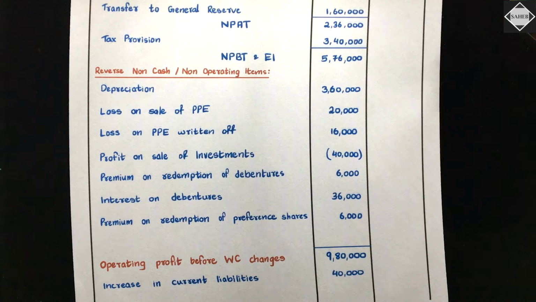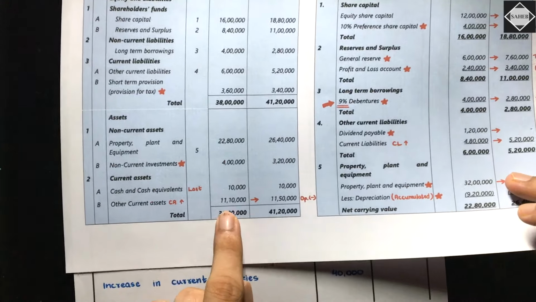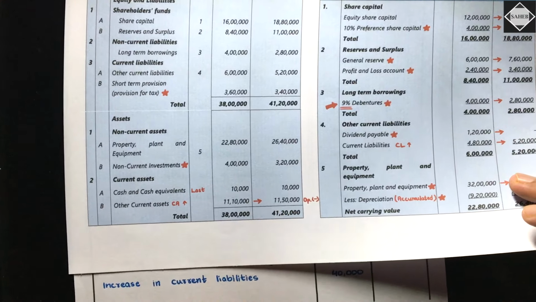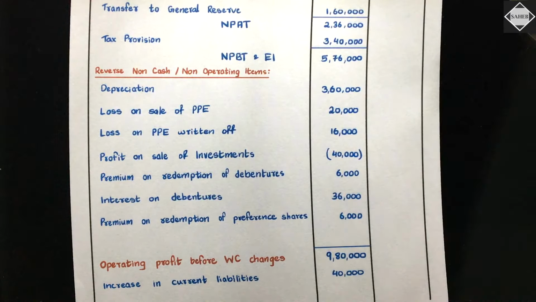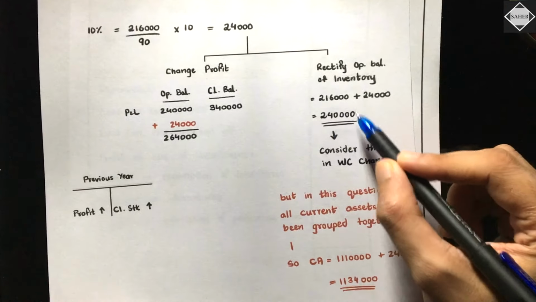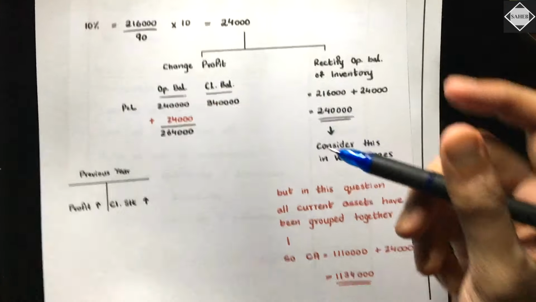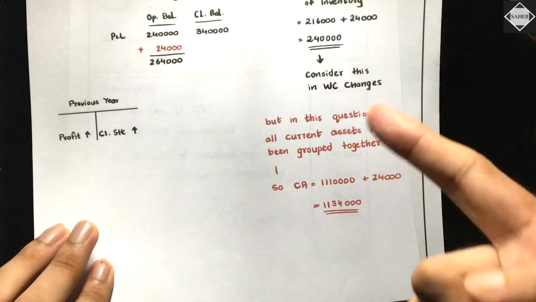Then after this, we have to see current assets. What's happening to current assets? Now, can we see current assets directly in the question over here? Can we take these current assets 11,10,000 and 11,50,000 and compare them? No, we can't. Why not? Because we had an inventory adjustment. In the inventory adjustment, we changed the inventory balance. This 2,16,000 opening balance of inventory used to exist in this 11,10,000. So we made a change to that.